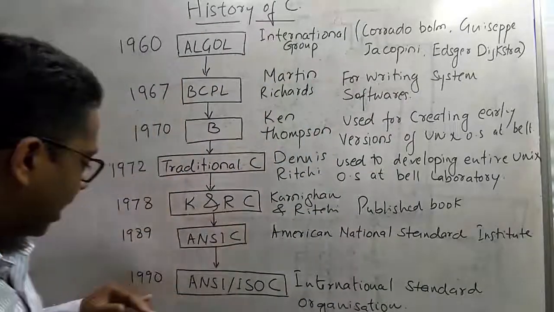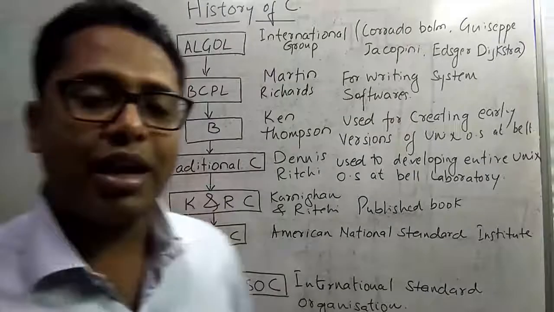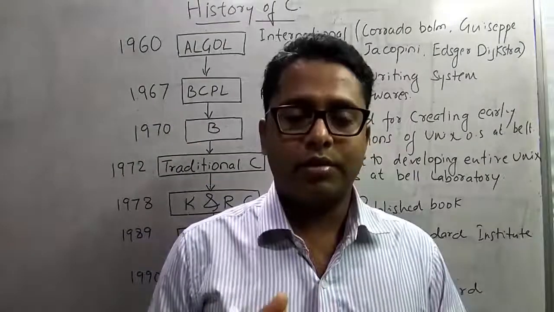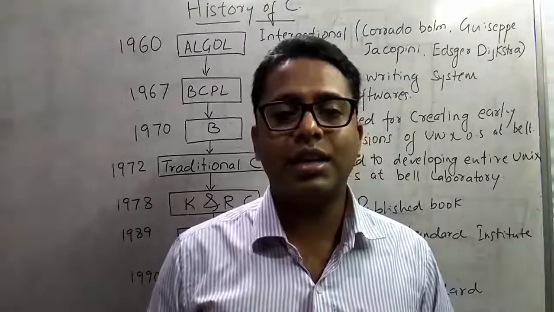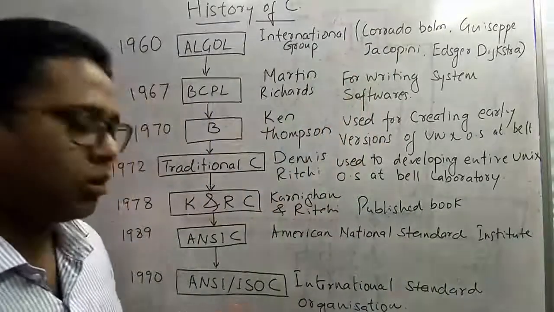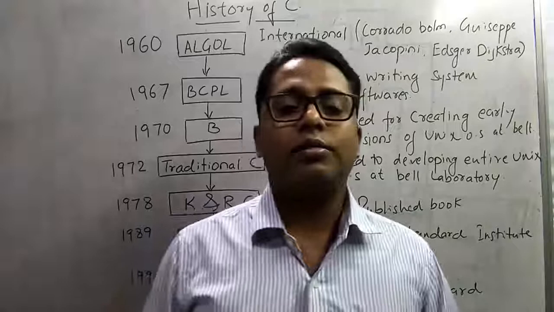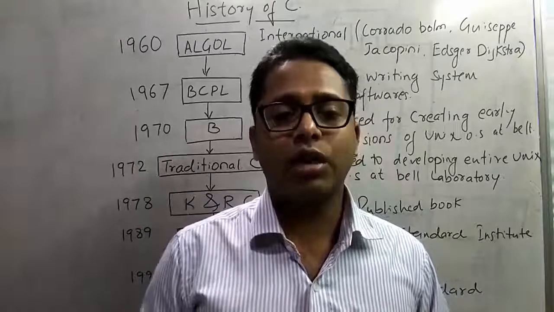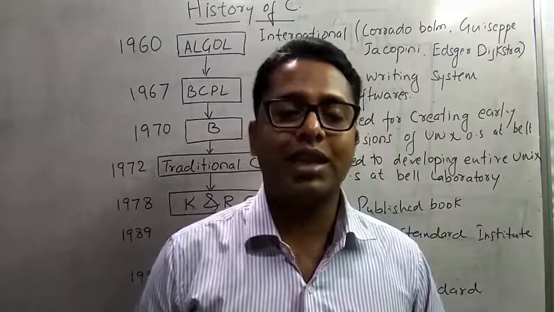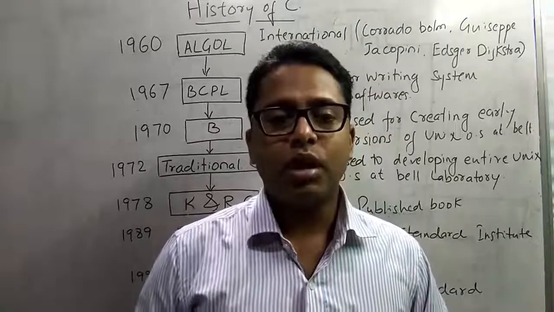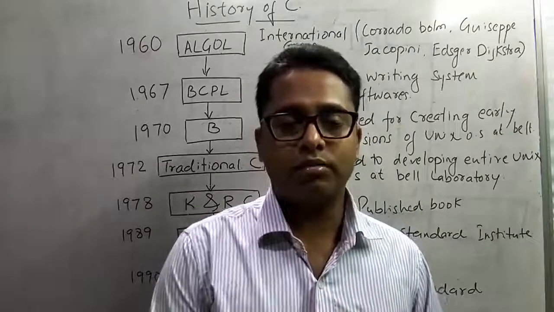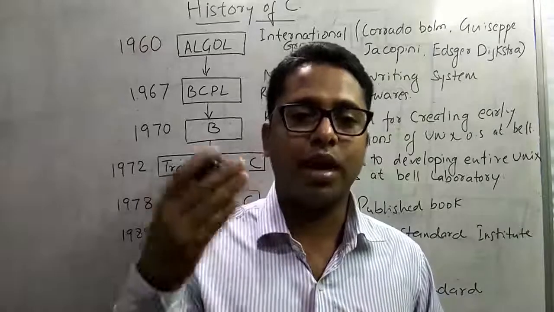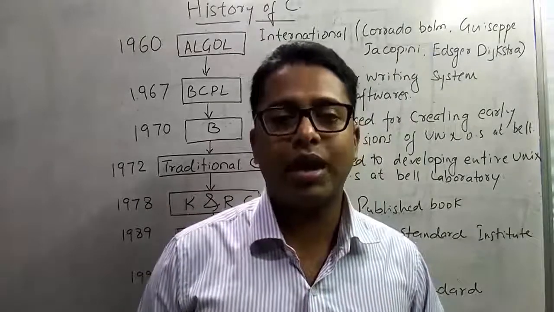Then in 1990, one year later, the new version of C, which is ANSI C, was approved by the International Standards Organization, ISO. That is how the emergence and evolution of the C language took place. So this is everything about the history of C, and how the C language emerged from ALGOL.